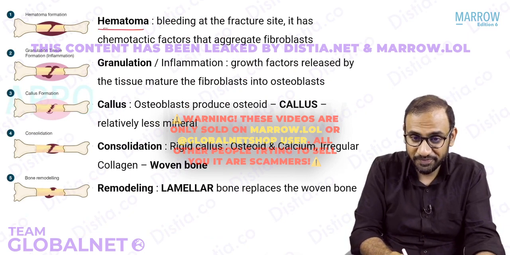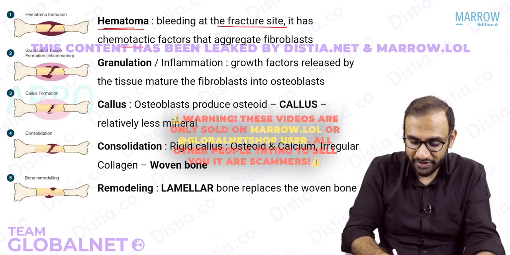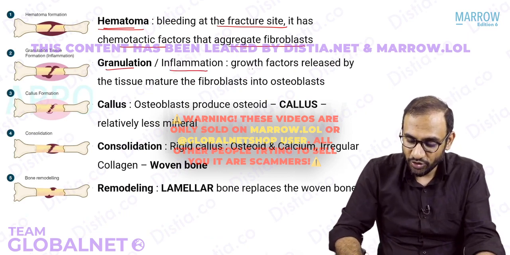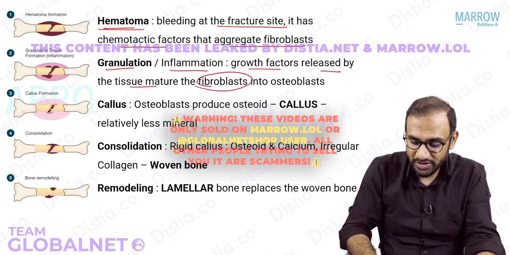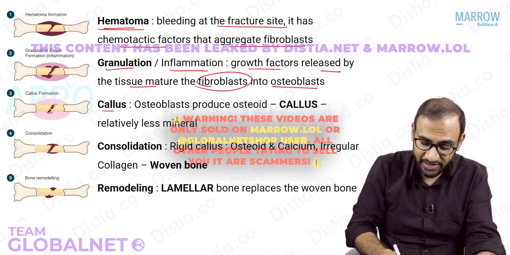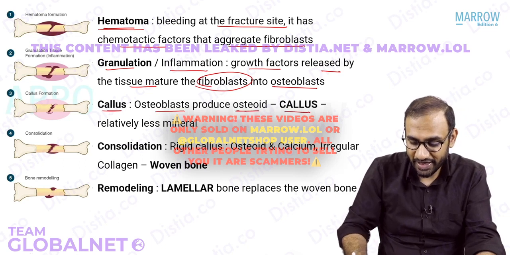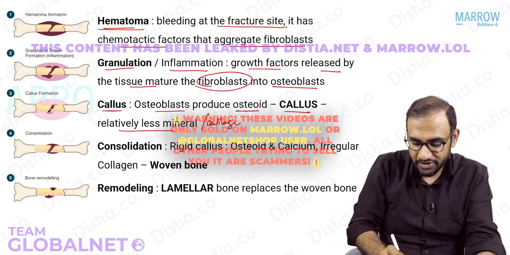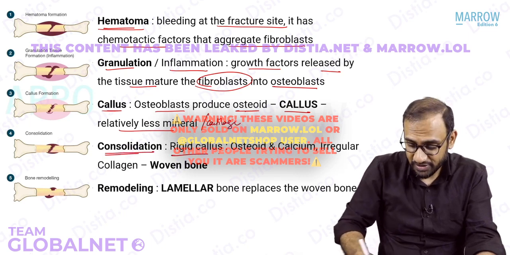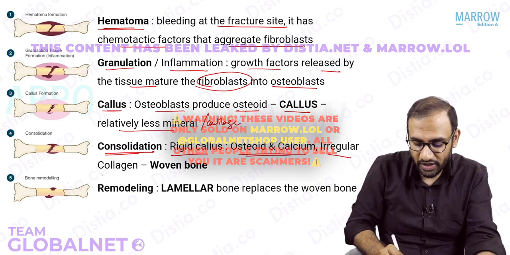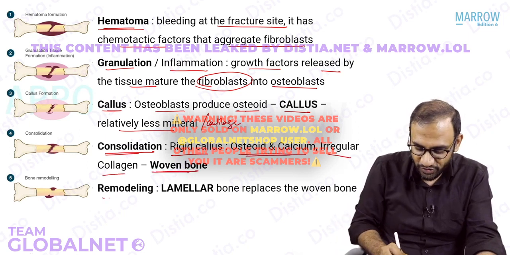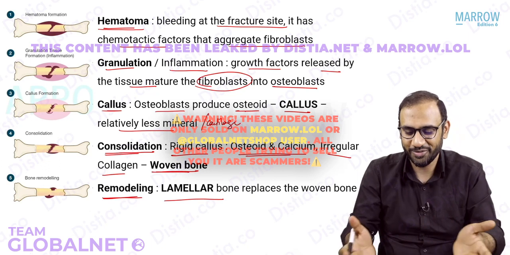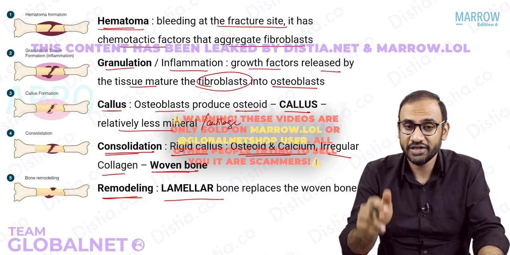First stage, stage of hematoma. Bleeding at the fracture site. It has chemotactic factors that aggregate fibroblasts. Granulation or a stage of inflammation. Growth factors released by the tissue mature the fibroblasts into osteoblasts. Callus stage. Osteoblasts produce osteoid, that is callus, that is relatively less mineral and it's mostly cartilage. Stage of consolidation, which is a rigid callus, basically osteoid and calcium, which is irregular collagen woven bone. And finally, the stage of remodeling has a lamellar bone which replaces the woven bone. Okay? As promised, you can pause the slide and write down.